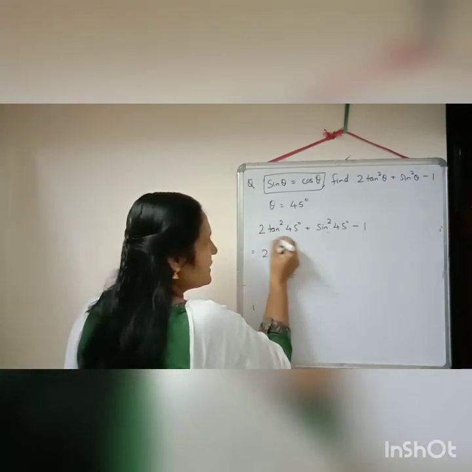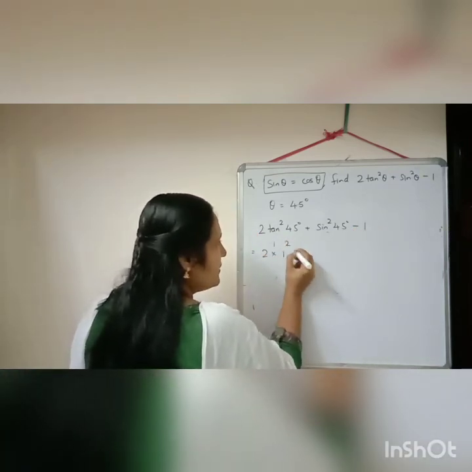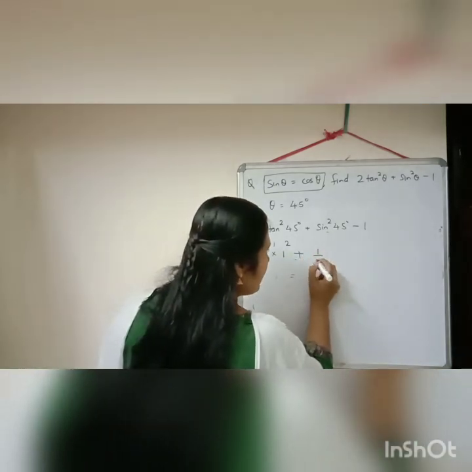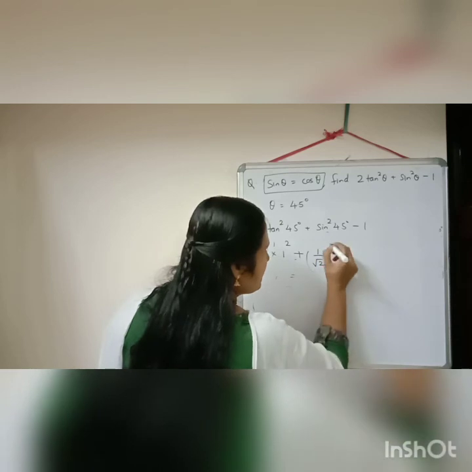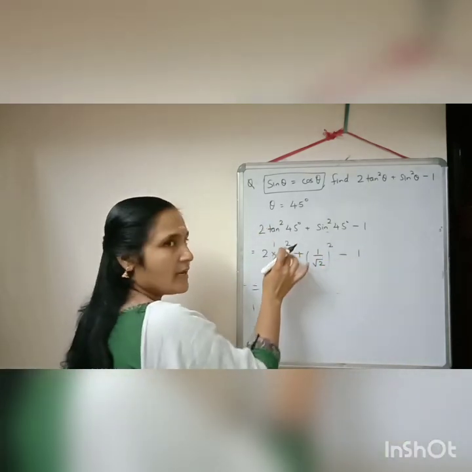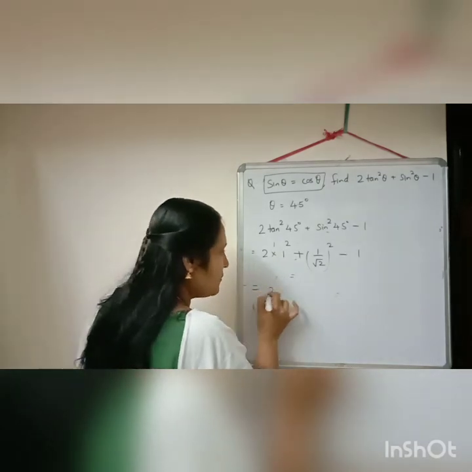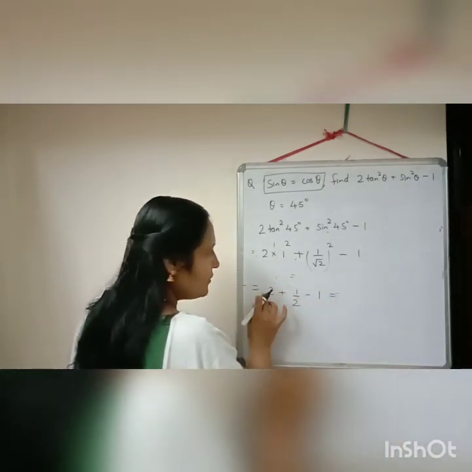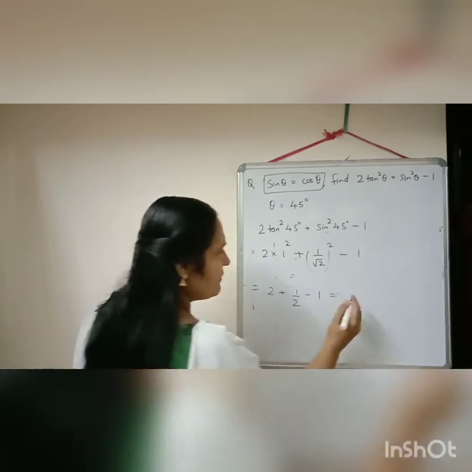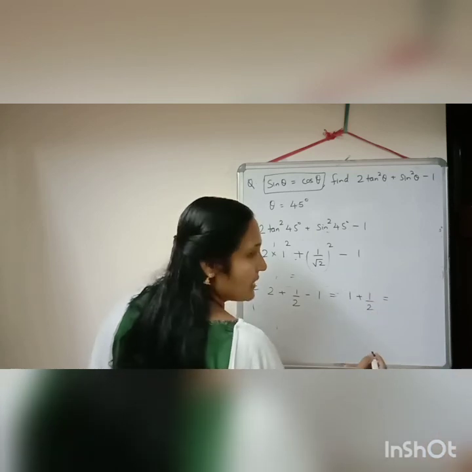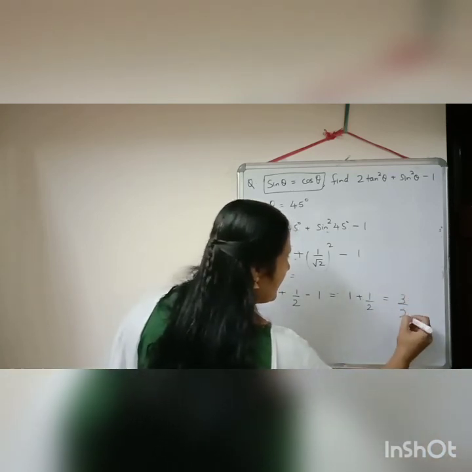2 into, what is tan 45 degree? 1. So 2 into 1 square. What is sin square 45 degree? 1 by root 2 the whole square, minus 1. So here 1 square is 1. So 2 into 1, 2 plus 1 by 2 minus 1. 2 minus 1 will come 1. So we are getting 1 plus 1 by 2, which will come equal to 3 by 2.